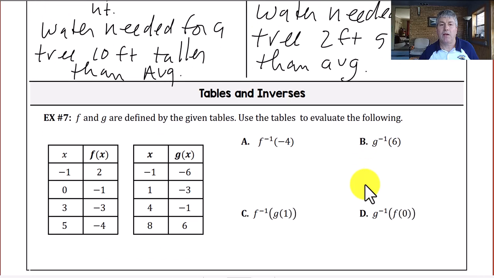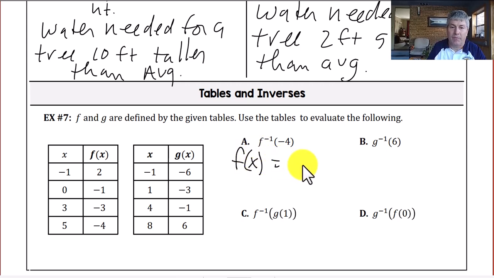In example 7, we'll take a look at some tables and their inverses. So we have to be careful about what's an input and what's an output here. In A, we have the inverse of -4 for our function f. So the -4 is actually an output in the f function. So our input that creates an output of -4 is 5. This is f of x equals -4. So that's an x of 5.